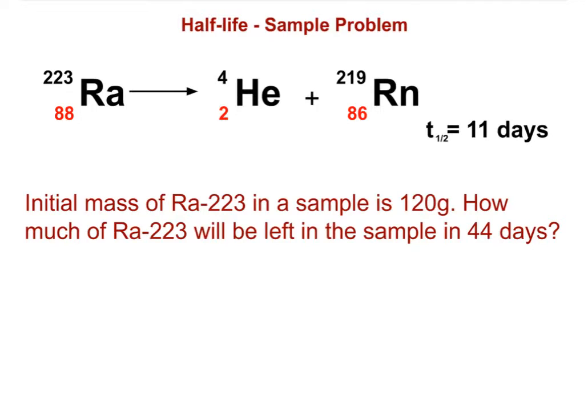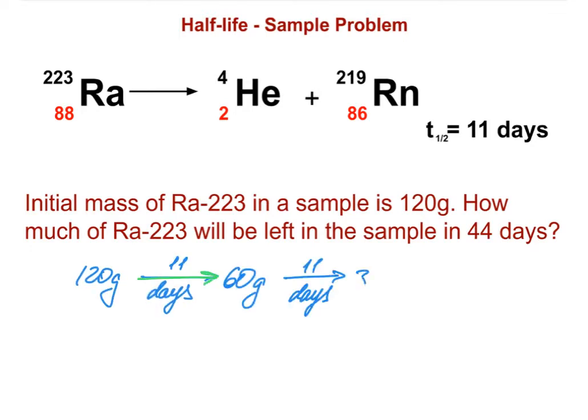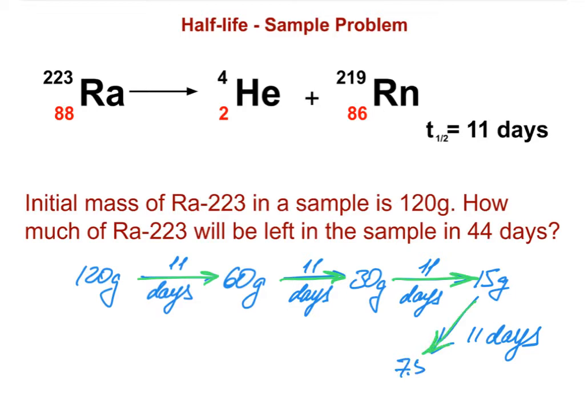Let's look at some half-life sample problems. Here we have radium that undergoes alpha decay and turns itself into radon. The half-life of this reaction is 11 days. So we have an initial mass of radium of 120 grams. The question is how much of the radium will be left in the sample in 44 days. So we start with 120 grams, 11 days later it is 60, another 11 days go by and it will be 30, 15, and then the final 7.5. So the answer: 7.5 grams of radium will be left in the sample after 44 days.